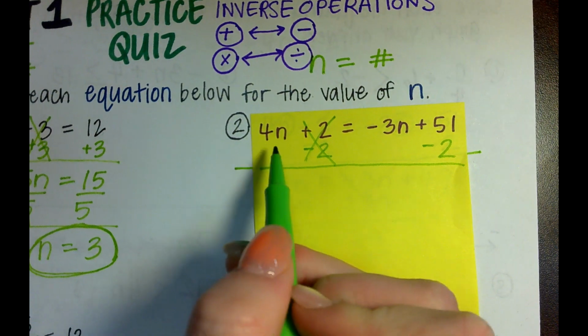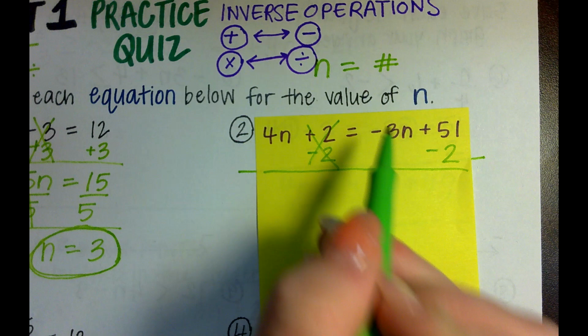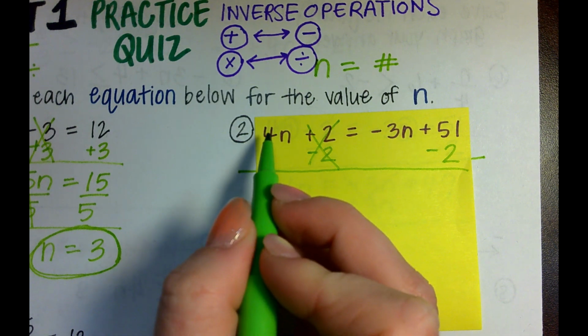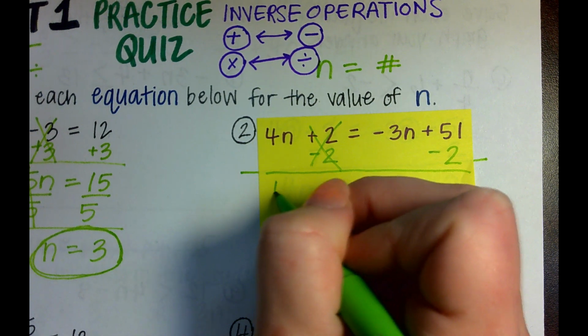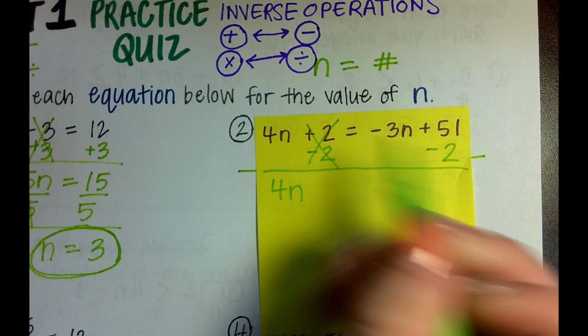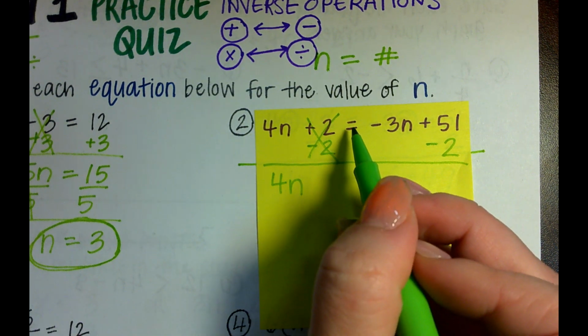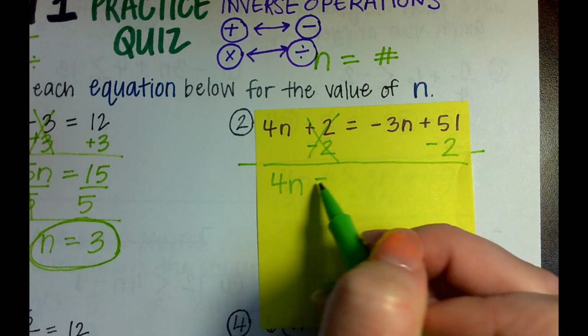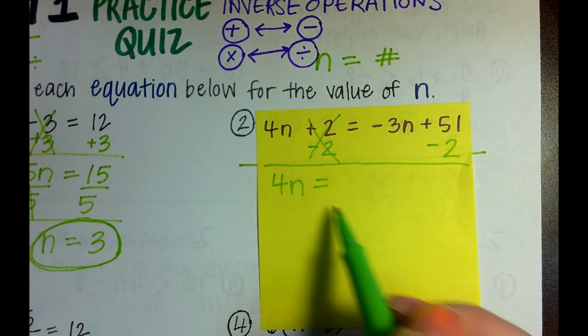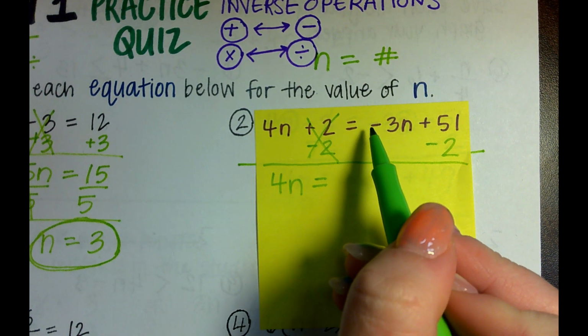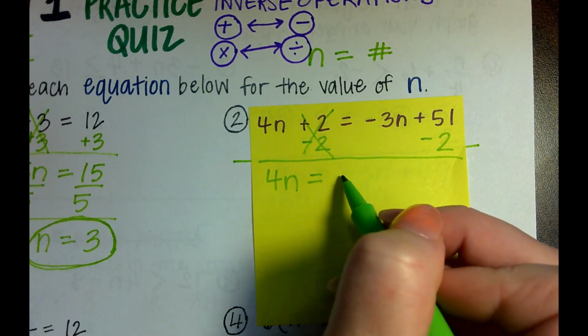And then at each step, we just rewrite everything that didn't cancel. So we have 4n that we'll write below. The 2's are gone, so we skip over that. We have an equal sign that we're going to write below. Now we have negative 3n or minus 3n.